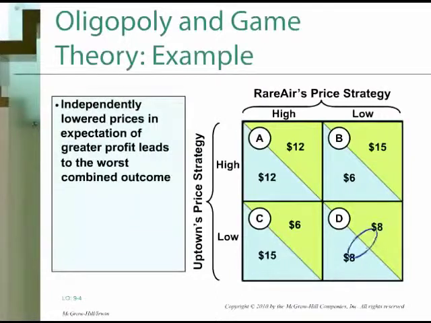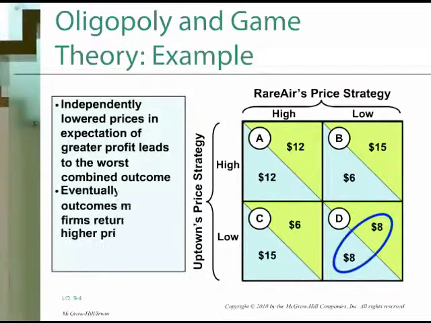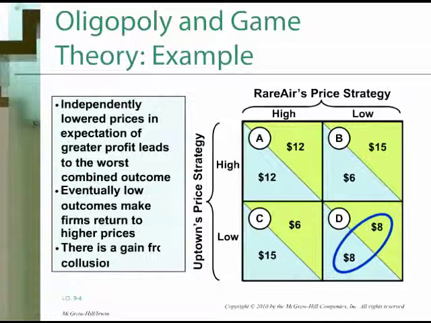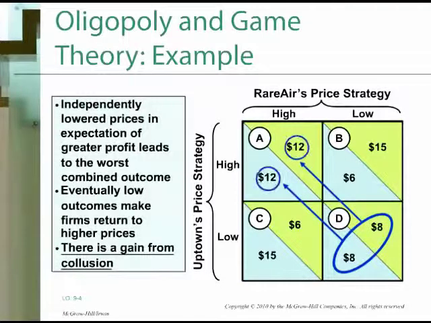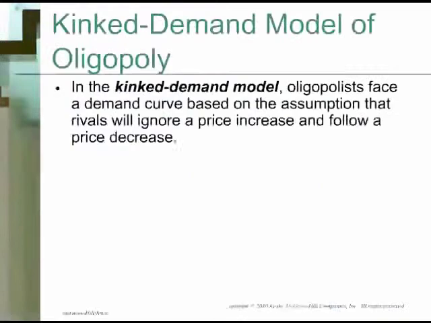Independently lowered prices in expectation of greater profit leads to the worst combined outcome. Eventually, low outcomes make firms return to higher prices because there is a gain from collusion. Firms can agree to charge a high price. This collusion is unstable, however, because each firm has an incentive to deviate and charge a low price.